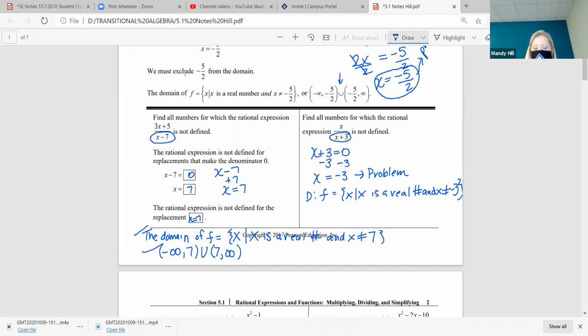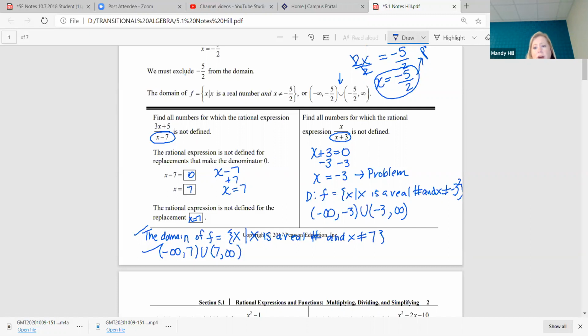Okay. We could also write that as we're good from negative infinity up to negative 3, but negative 3 causes us a problem. After negative 3, we're good again to positive infinity. It's the same way of writing. Those two things mean the exact same thing. We've got a problem in our domain if the bottom of the fraction is equal to 0.